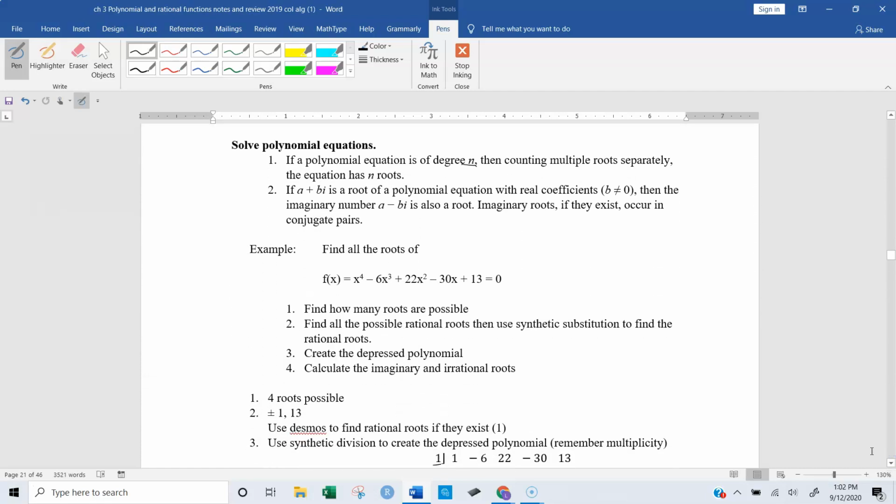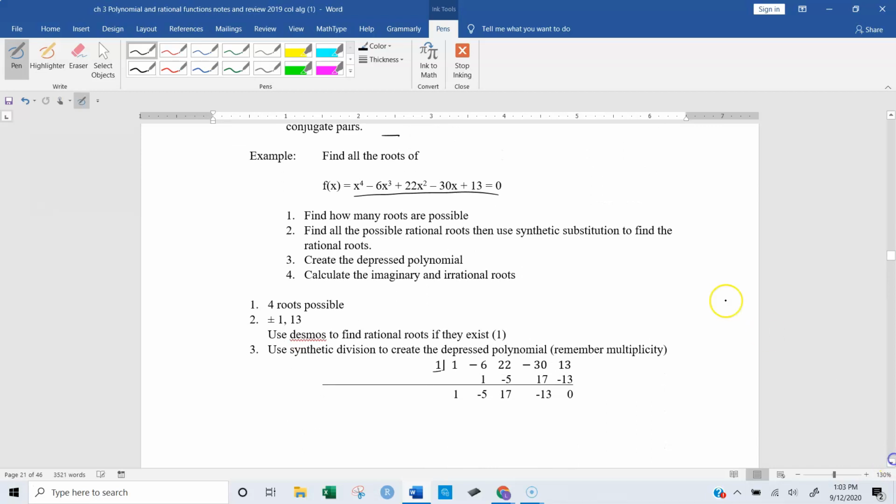All right. I want to find all the roots, including imaginary. The nice thing about imaginary, if you get one imaginary, its conjugate is also a root. They always come in pairs. So when they give you one, they actually gave you 2. So I want to find all the roots of x to the 4th minus 6x cubed plus 22x squared minus 30x plus 13. So first we start by taking factors of 13 divided by 1. So factors of the last divided by factors of the first. And we get 1 and 13. It's x to the 4th, so I know there are 4 possible roots that I'm looking for.